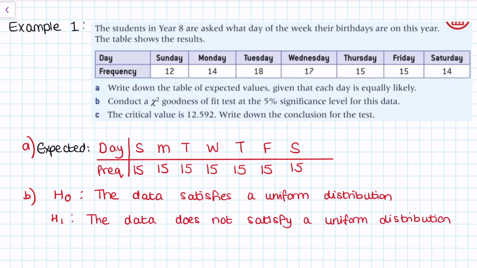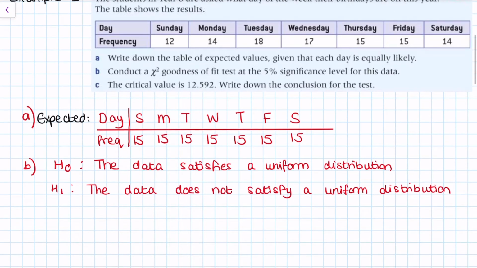We also need to work out our degrees of freedom. Here we have 7 bits of data because we've got 7 days. So our degrees of freedom would just be 7 minus 1, which equals 6. From there, we can go to our calculator to work out our chi-squared value and p-value, and I'll show you how to do that now.